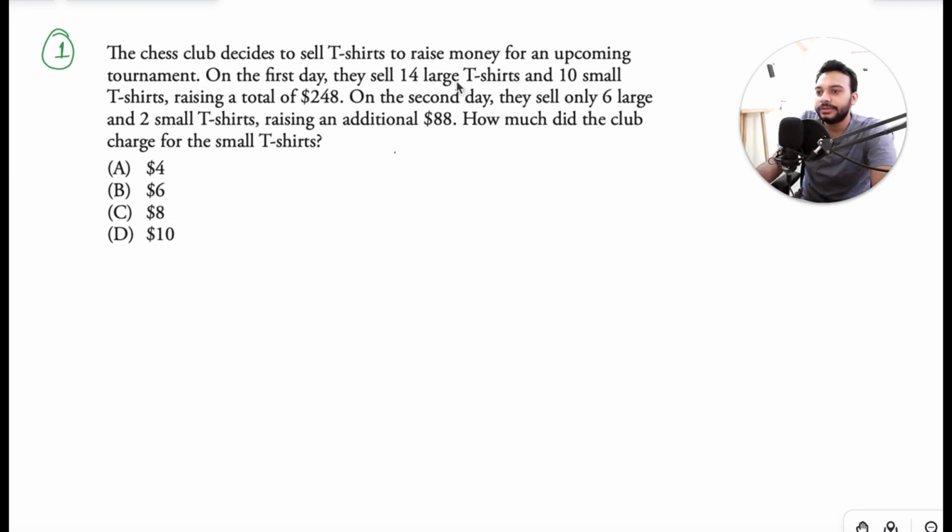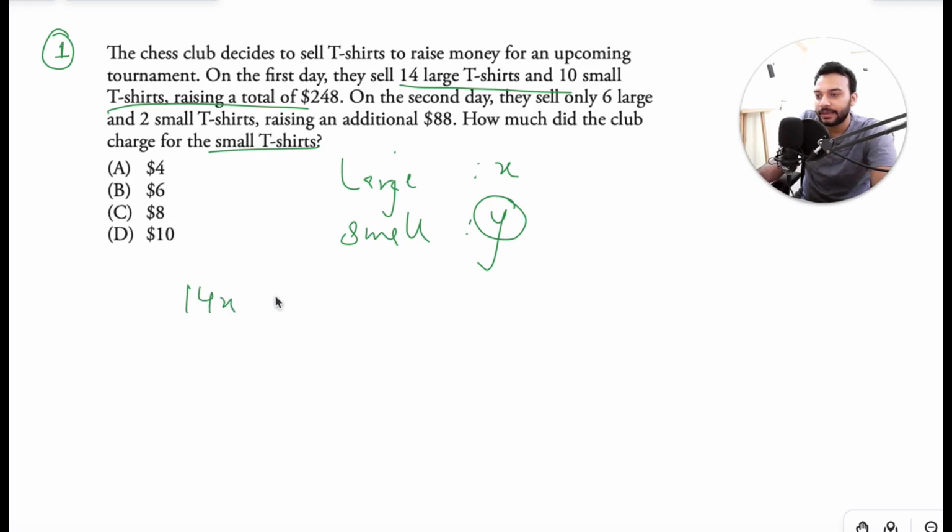Okay, so they have two scenarios given. From here, we'll get the first equation. Let's say the price of the large t-shirts is X and small is Y. Okay, so we need to find the value of Y. That will be our answer, the small t-shirt price. So large 14X plus 10 small 10Y is equal to 248. Second equation, 6 large, so 6X plus 2Y is equal to 88.